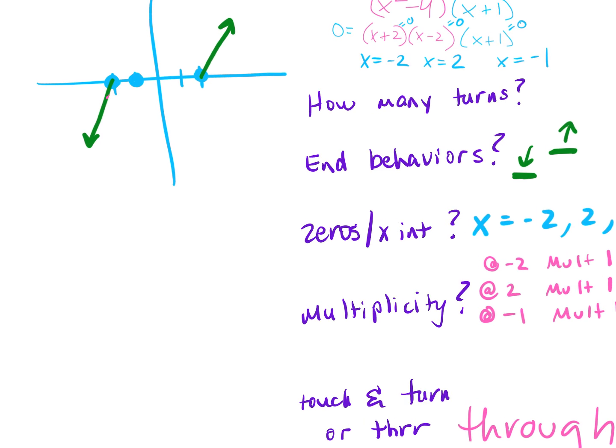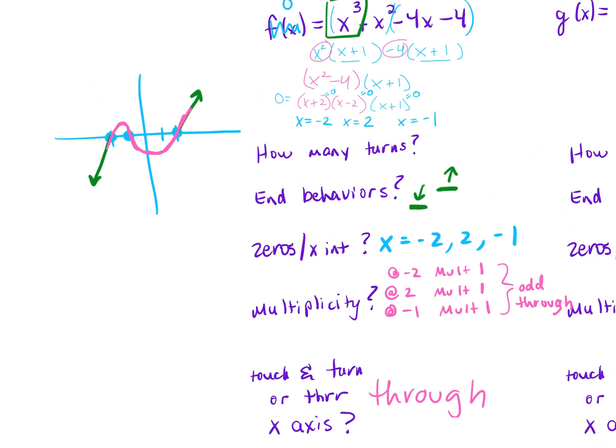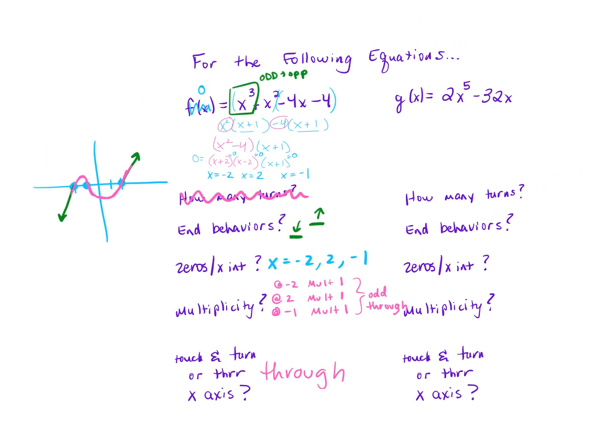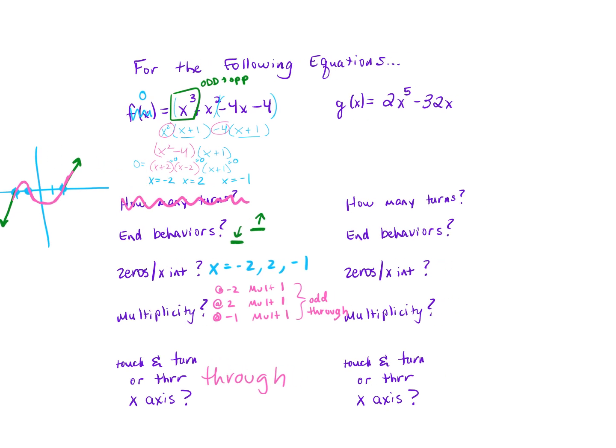So at negative 2, I'm going to go through negative 2. I'm going to make my way over to negative 1. We're going to go through negative 1. And I'm going to make my way over to positive 2, and I'm going to go through positive 2. So my graph looks like this. Don't worry about the how many turns question. Any questions here?